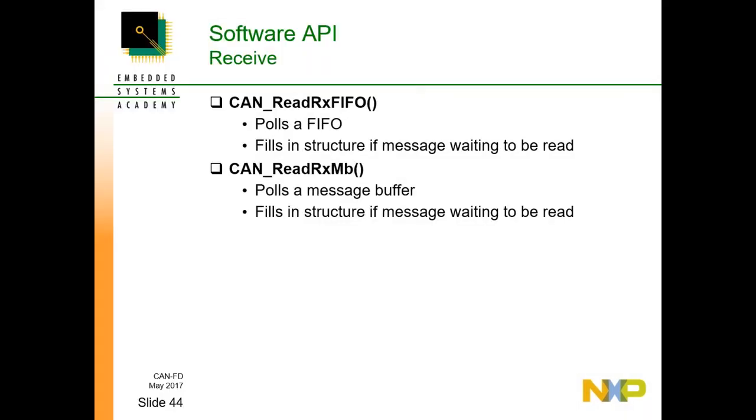Read RX FIFO and read RX MB provide a way to poll for received messages. Calling either function will return any message waiting to be read, and in the case of the FIFO, the oldest message waiting to be read.